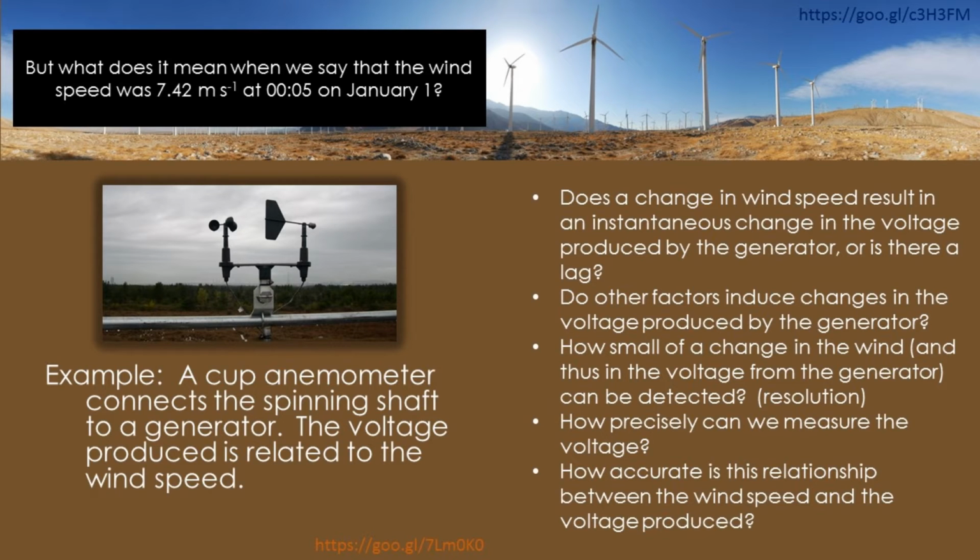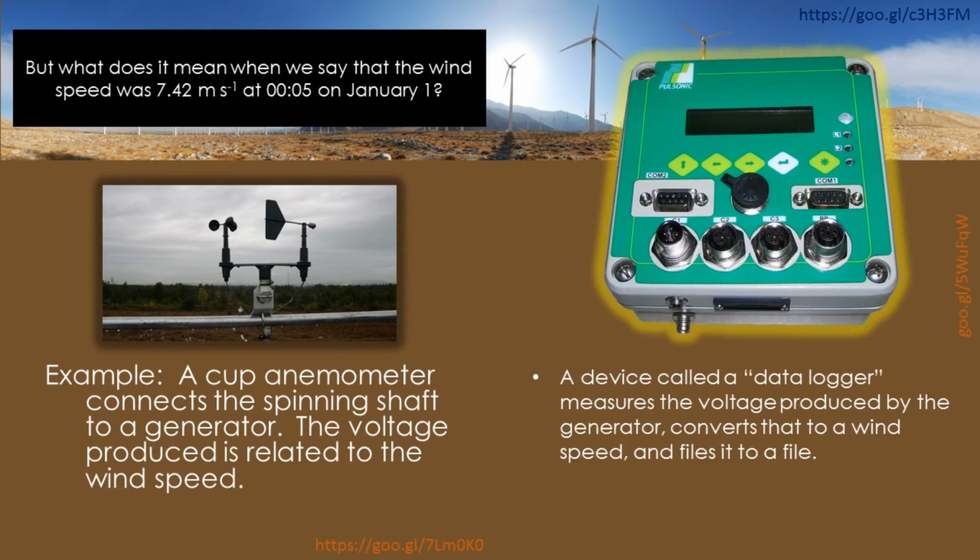Just because you have this voltage being produced by this generator does not necessarily mean you have unequivocal knowledge of what the wind was doing. But at some point, whatever your algorithm has decided this means, this much voltage on that line is equivalent to a wind speed of 7.42 meters per second. At some point then a piece of equipment on the line called a data logger will actually record that into a file.